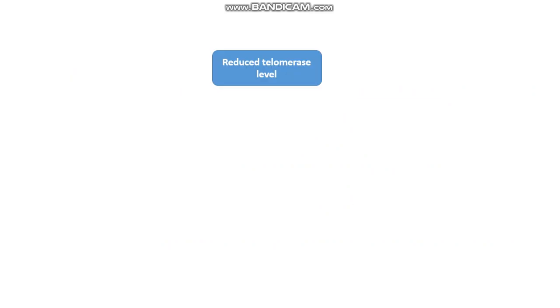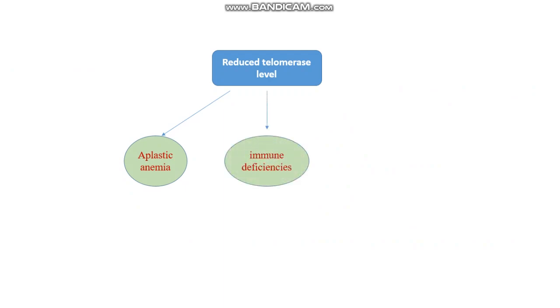So let's talk about the associated diseases that occur with reduced telomerase level: aplastic anemia, the immune deficiencies, and pulmonary fibrosis.